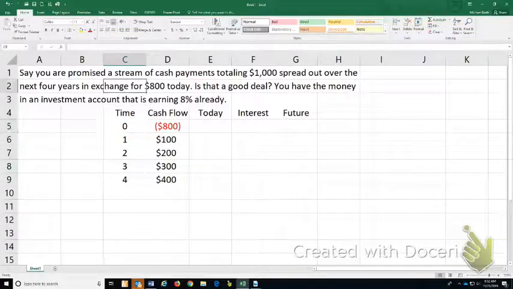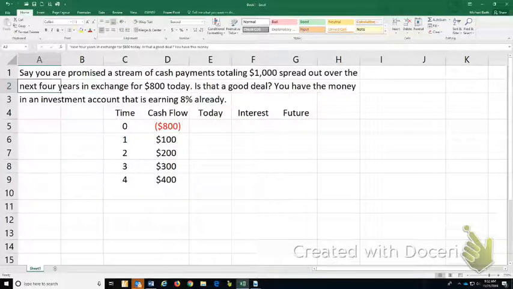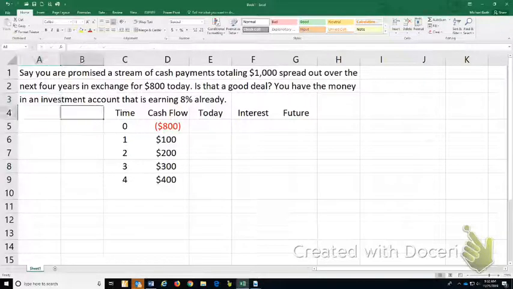All right, so in exchange for your $800 today, because that's what they're asking you to pay, to get $1,000. Is it a good deal? Now you have the money. The money is sitting in an investment account that's already earning 8%. So that's the idea. The opportunity cost of your money is 8%. That means you can earn 8% on the money, or you can invest it in this.